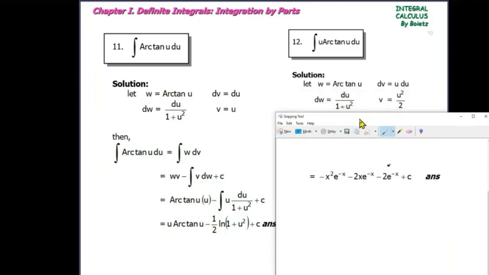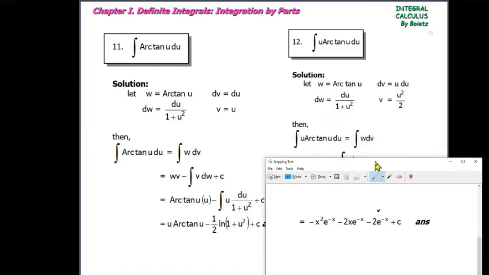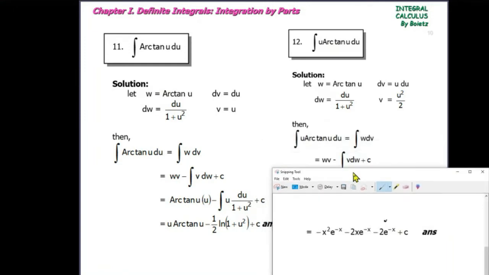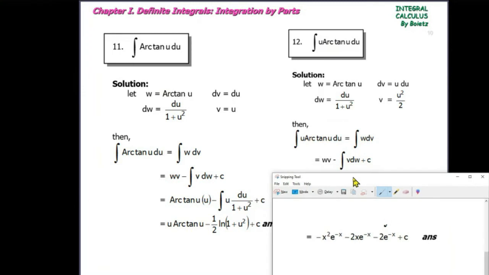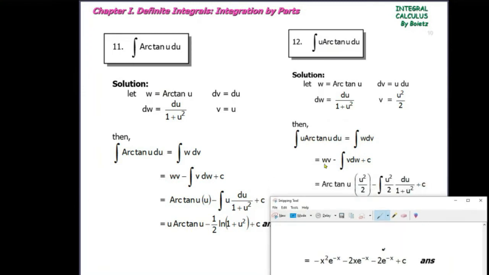Then, take the derivative, du over 1 plus u squared. Then, v is equal to u squared over 2. So, pag integrate mo to, u squared over 2 siya. Then, using the formula, substitute: what is u? Arctan u. What is v? U squared over 2. Then minus integral ng v, u squared over 2. Then du is what? Du over 1 plus u squared.